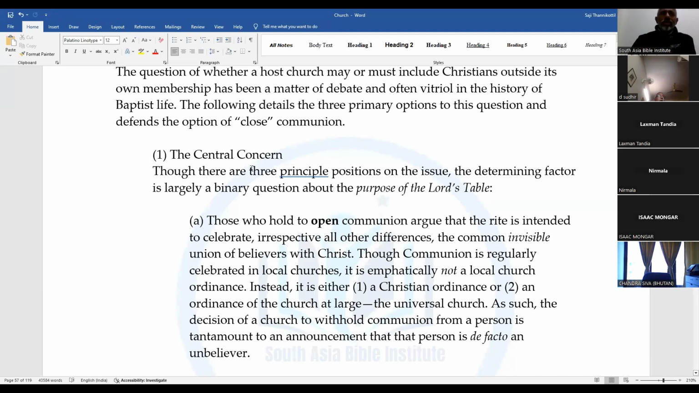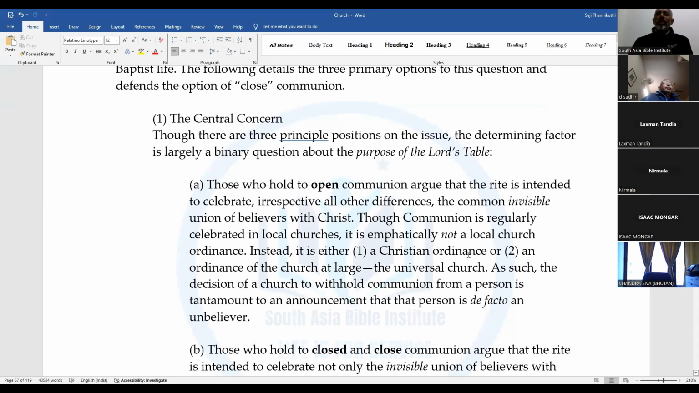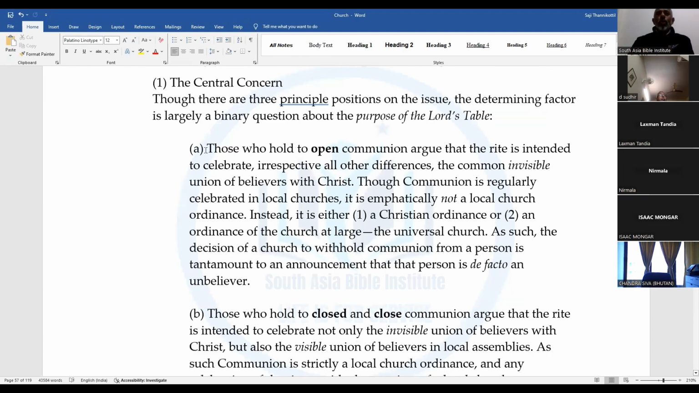So the central concern is this: though there are three principal positions on this issue, the determining factor is largely a binary question about the purpose of the Lord's table. What is the purpose of the Lord's table? That is the real question. Now, those who hold to open communion argue that the rite is intended to celebrate, irrespective of all other differences, the common invisible union of believers with Christ.